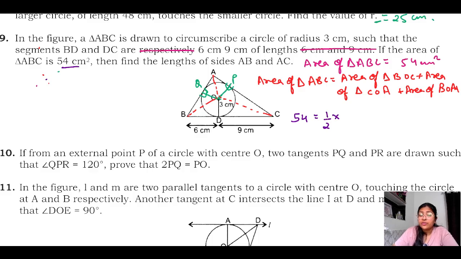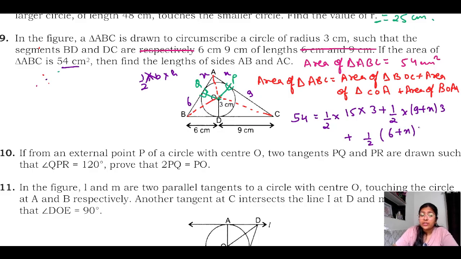What is the formula for the area of a triangle? Half into base into height. Height is also called the perpendicular distance. So the value of base BC is 15. Yes, 6 plus 9 is 15. And the height is 3. Similarly, in triangle COA, half into base, which is 9 plus x, into height 3. Then triangle BOA, half into 6 plus x into height 3.